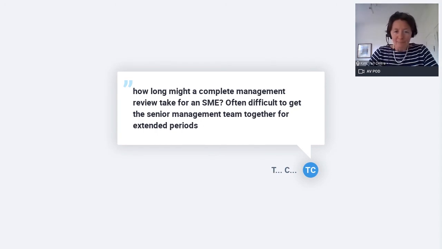How long might a complete management review take for an SME? Often difficult to get the senior management team together for extended periods. Yes, I totally understand that. I was trying to pluck numbers out of the sky earlier when I was talking about management review. How long will it take?